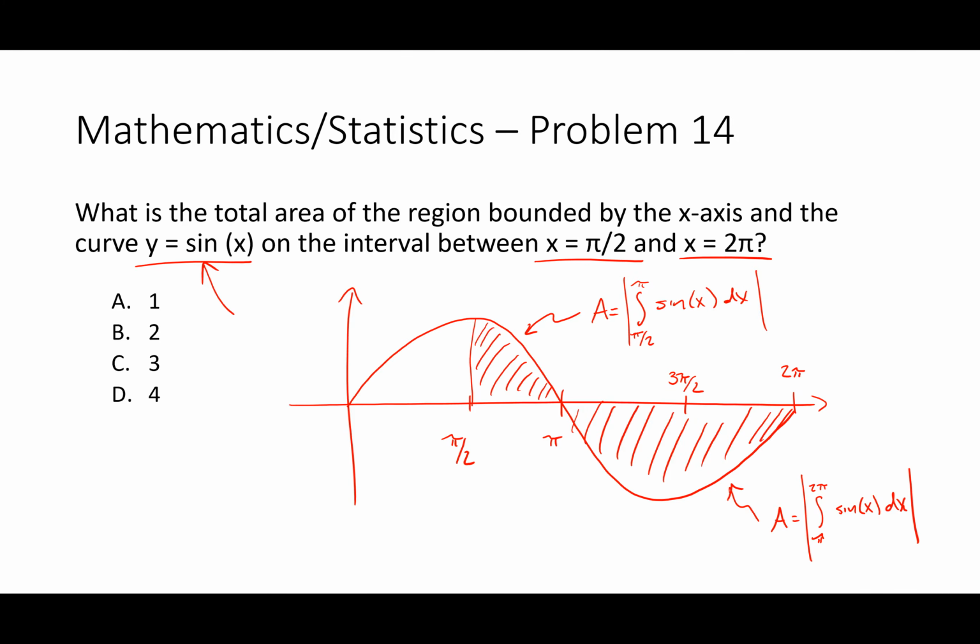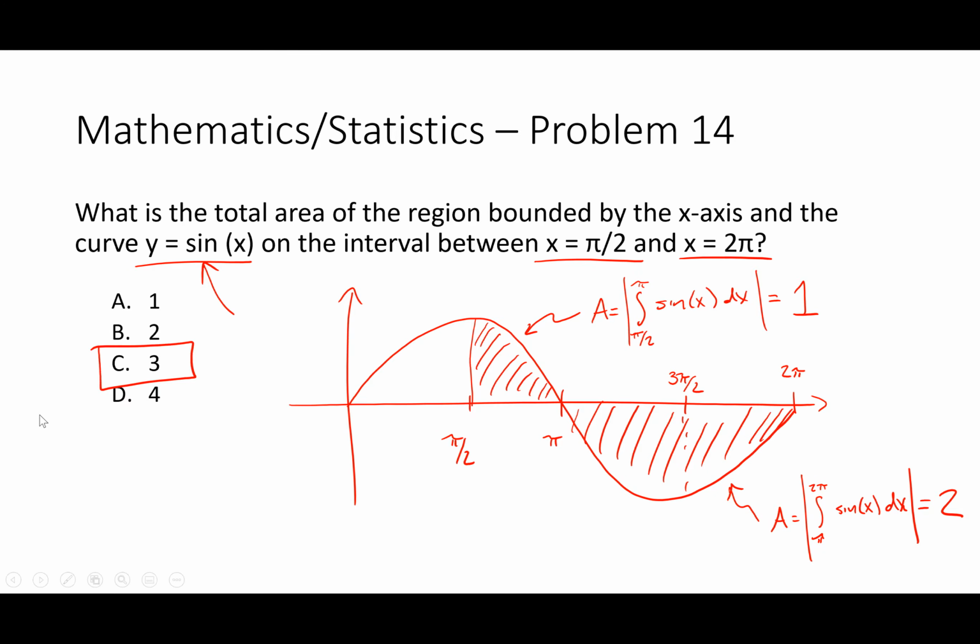Whenever you're trying to determine total area, split it up into separate integrals, because sometimes, especially with these trig functions, your areas will cancel each other out, like this area and that area, and then the answer will seem smaller than it really is. So the area of this region is 1 and the area of this region is 2. So your actual answer is 3.